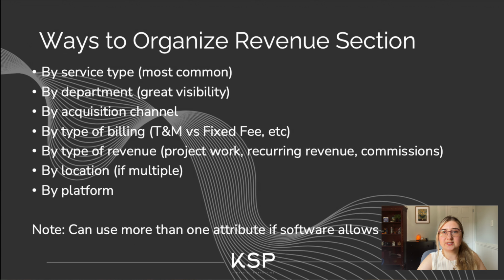And going back to our list, the second one is by department. This can provide you great visibility if it's aligned with the way you budget. So if you budget by department, it's very easy to see your revenue by department, and it's very easy for all of the department leaders to understand how they've done on the revenue side, what they earned this month or during this period. It's very visual, and that's why I'm mentioning that it's great for visibility.